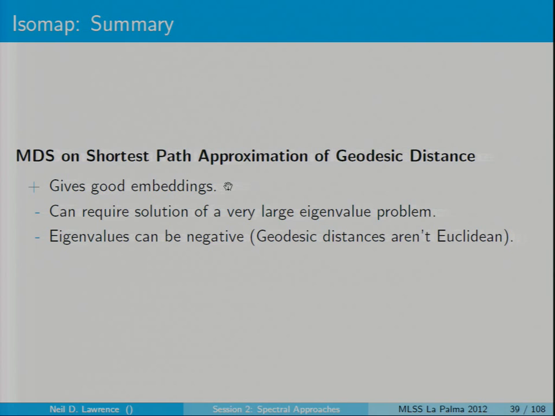So we'll do some questions there and take a quick break. So, multidimensional scaling on the shortest path approximation of geodesic distance gives really nice embeddings, but this can require the solution of a very large eigenvalue problem because these distance matrices are very large. If you've got 1,000 data points, that's 1,000 by 1,000, and it's a dense eigenvalue problem, so there aren't really efficient approaches to solving it. And these eigenvalues can be negative.